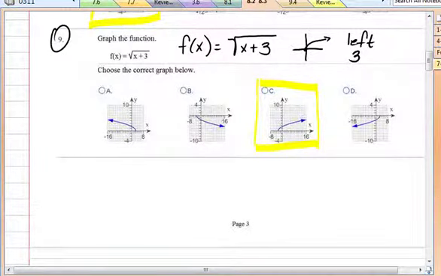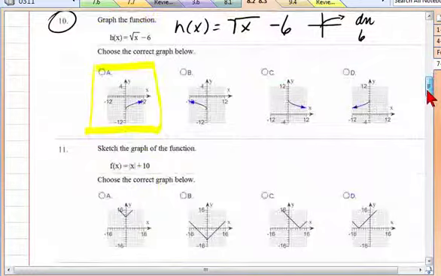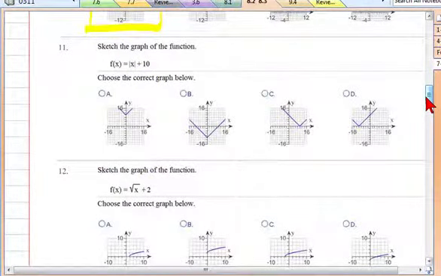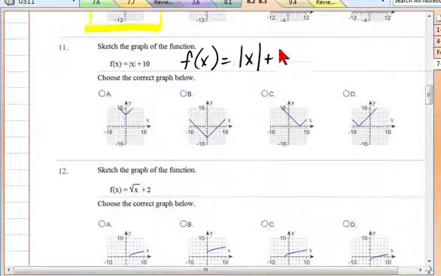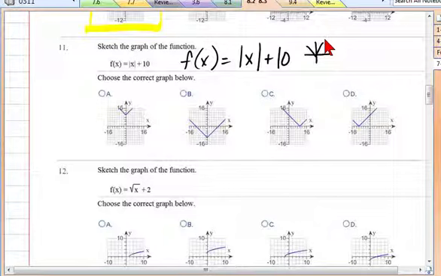Let's go to 10. Oh, 11. Sorry, 11. I am needing to find f of x is equal to the absolute value of x plus 10. What is the shape of absolute value? A V. What does adding a 10 on the outside do to it? It shifts it up 10. Because remember, on the vertical, it goes exactly the way the sign says. On the horizontal, it goes the opposite. So, would you tell me which one of these is a V that has been shifted up 10?